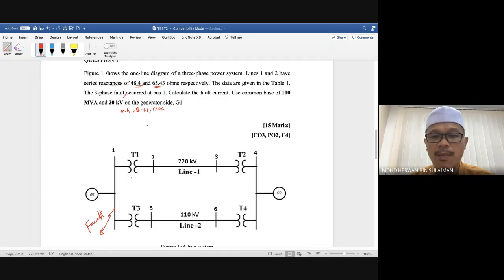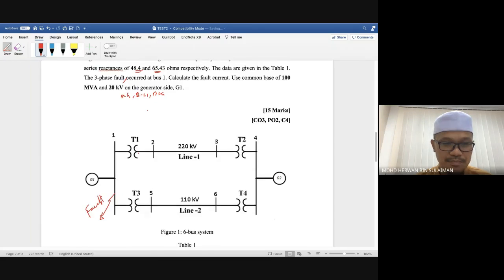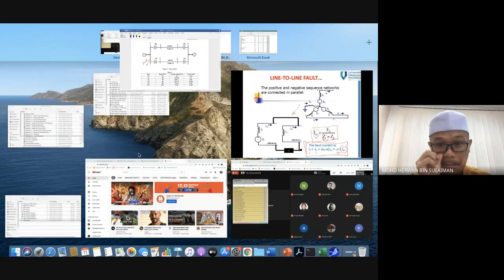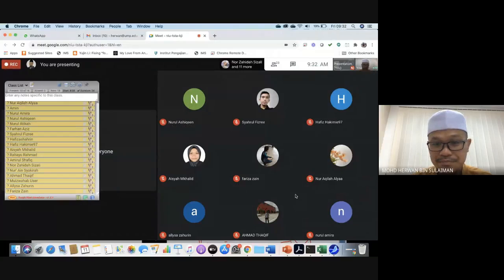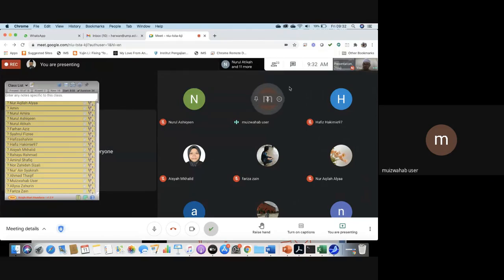Calculate the fault current. Okay, soalan ni beza dia dengan yang sebelum ni, beza dia ialah you kena guna per unit. Ni yang you belajar dekat EPS kan? Kan? Kelas? Ada orang tak ni? Tak ada feedback pun? Tidur ke? Dengar.